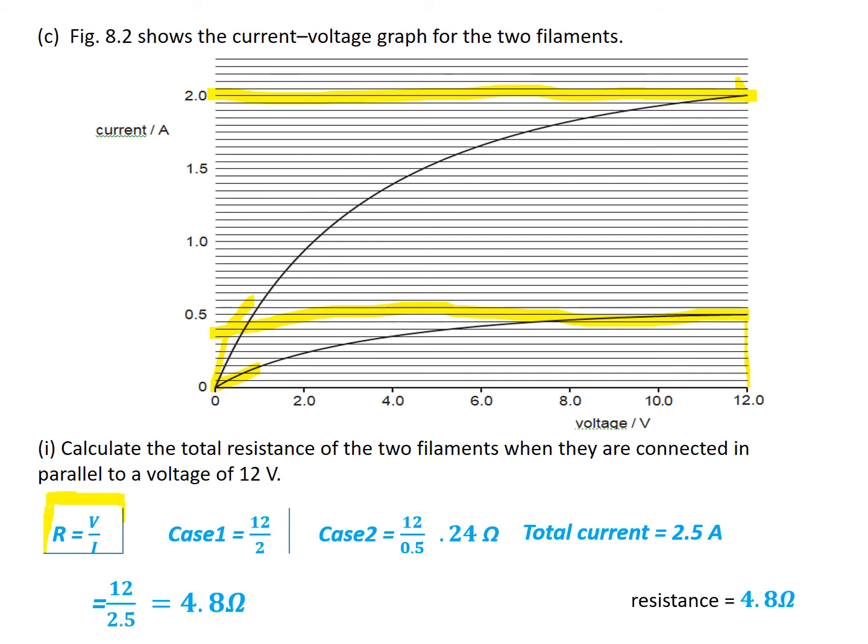Now if you go further, the total current will be 2.5. As you can see, 0.5 plus 2 will be 2.5, and if you divide 12 by 2.5, there will be 4.8.